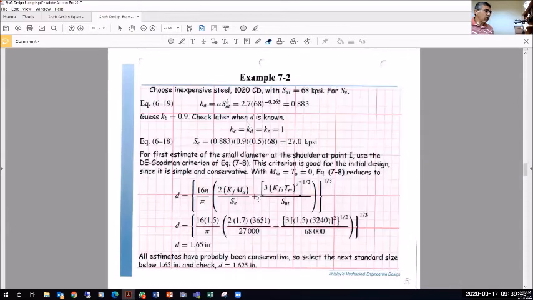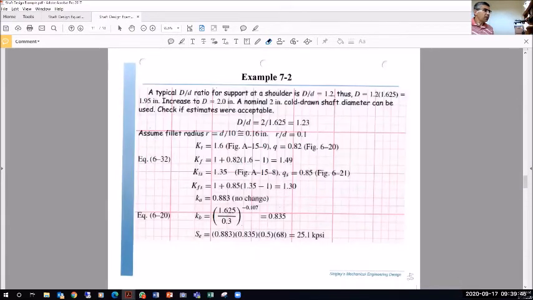I'm going to round the 1.95 that I just got to 2. So I'm going to use a nominal 2-inch cold drawn shaft diameter. Now I can calculate an accurate D over d, and I get 1.23. The fillet radius r is typically 1/10 of the smaller diameter, so I'm looking at about a 0.16 radius, which is going to give me an r over d of 0.1.